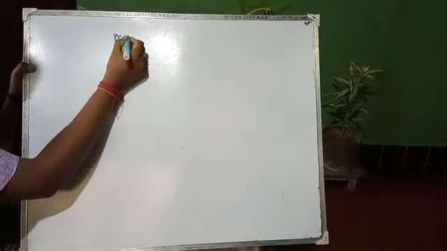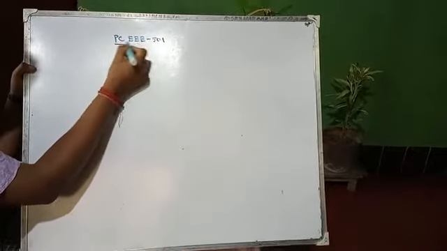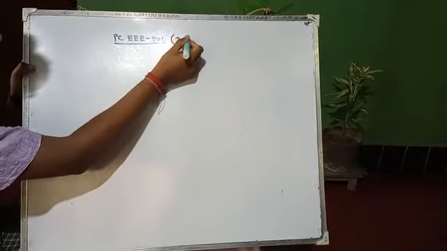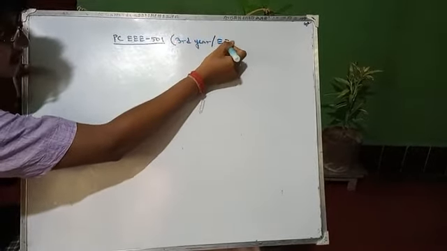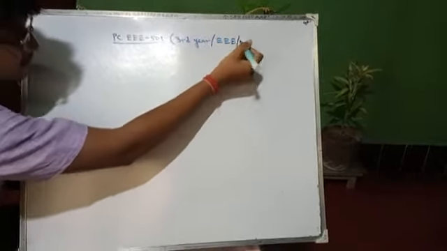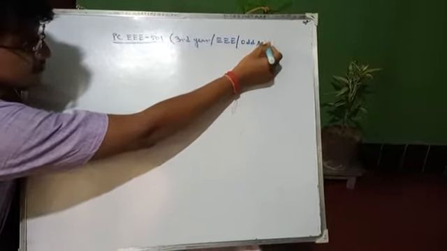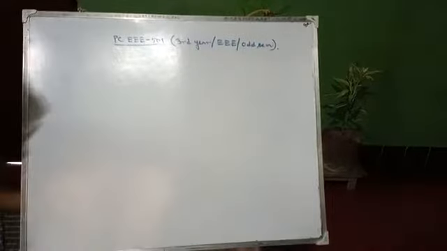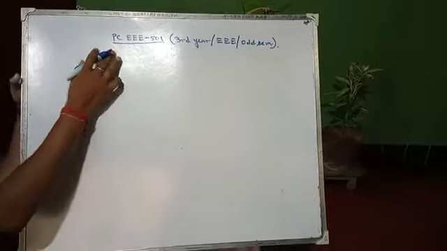Here the code is PC EEE 501, third year, EEE branch. This is Electrical Machine 2.